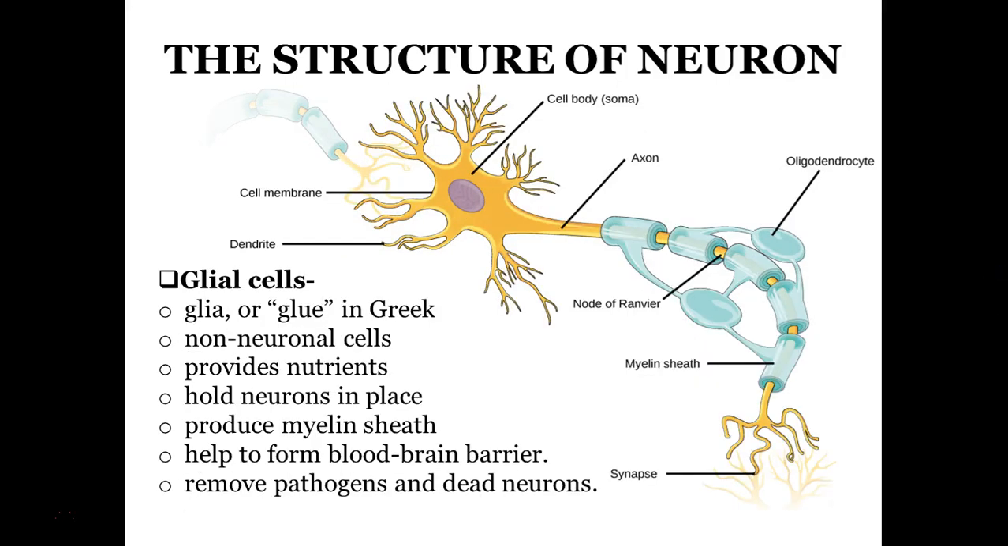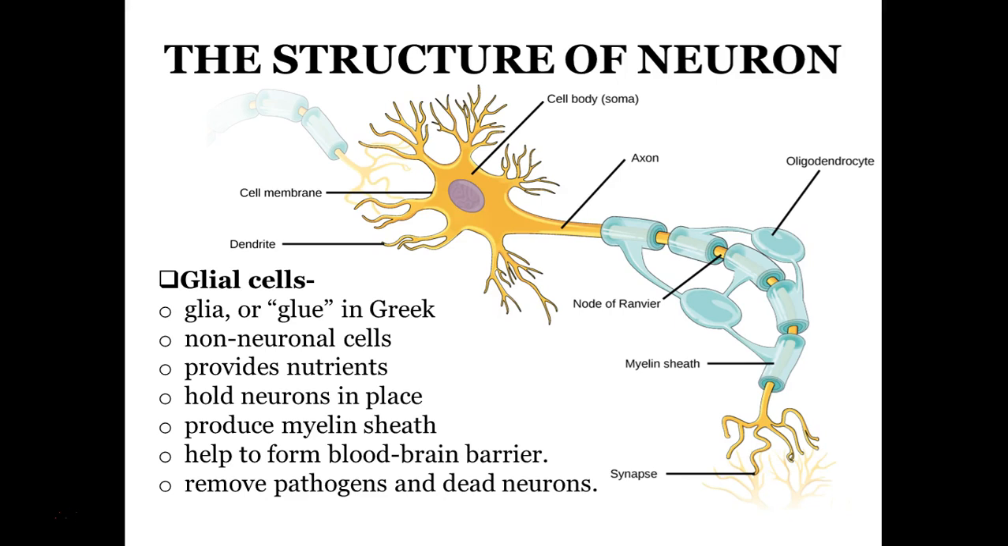Then there is one more important component called glial cells. Glial comes from a Greek word which means glue, to stick on. That's why the function of glial cells is to hold the neurons in place. Okay, so basically these are non-neuronal cells which provide nutrients, and the most important fact is that production of the myelin sheath is by glial cells only. It helps to form the blood-brain barrier. The blood-brain barrier is basically what? It is a barrier to protect your brain from invading pathogens, right?